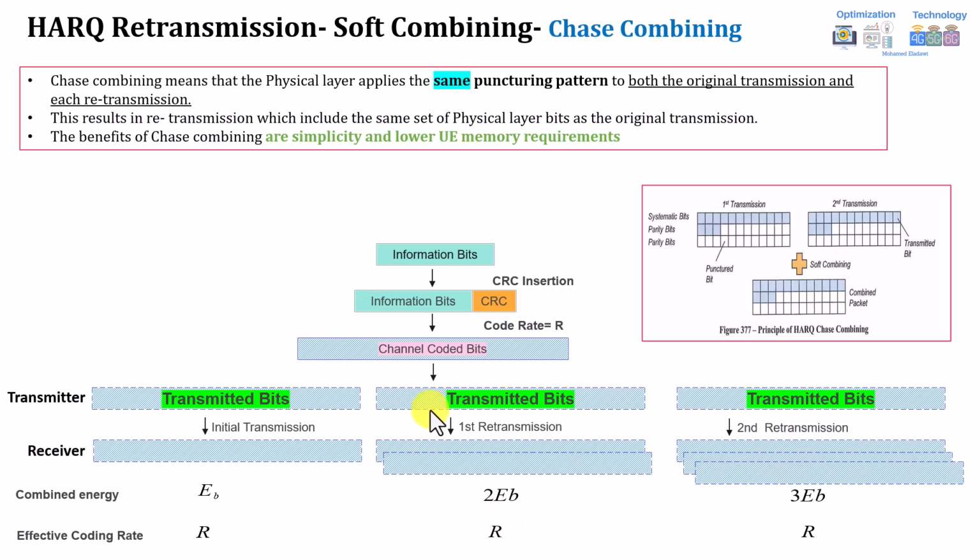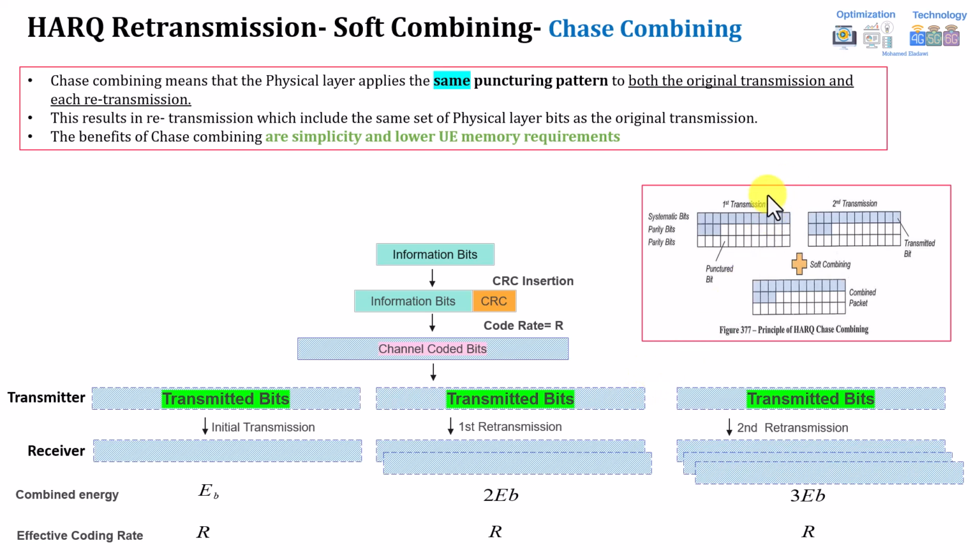So in a very simple form, Chase combining is where the retransmission is identical. All the data is retransmitted again, and the receiver gains from the identical additional information, the new copy of the information. It will increase its combined energy, so it will improve the signal to noise ratio. Accordingly, it might be able to successfully decode the data.